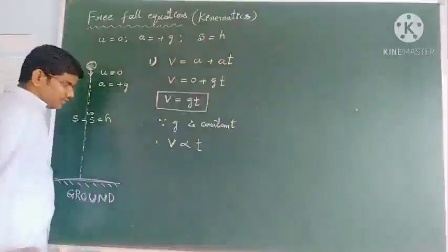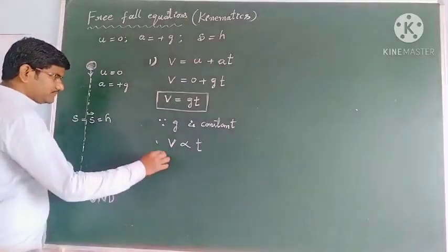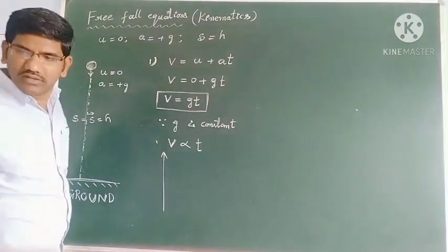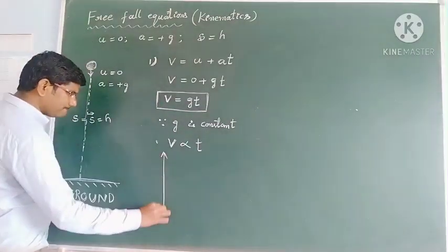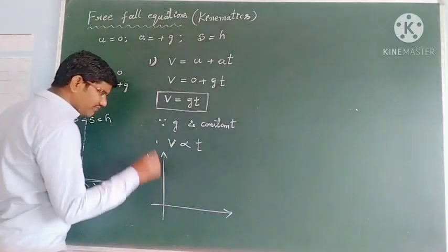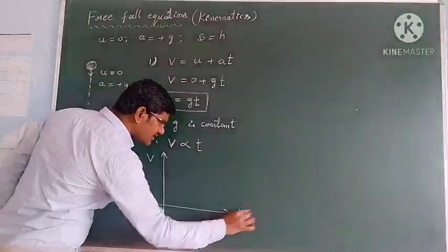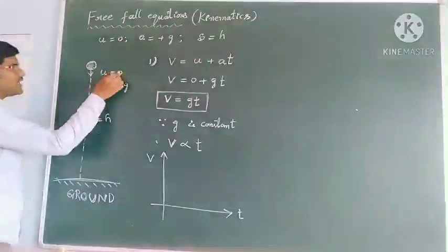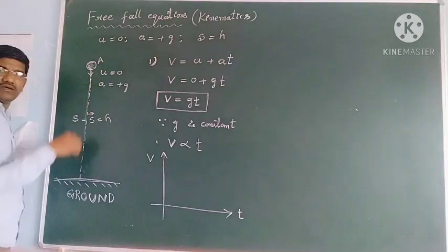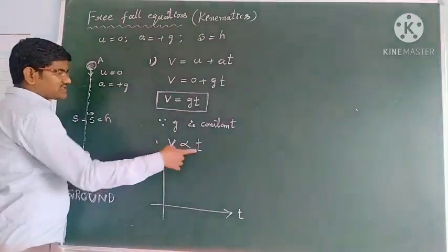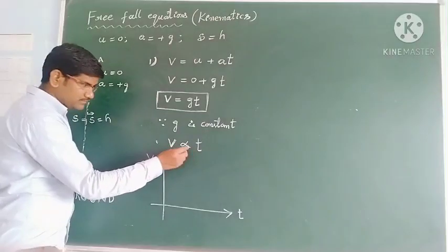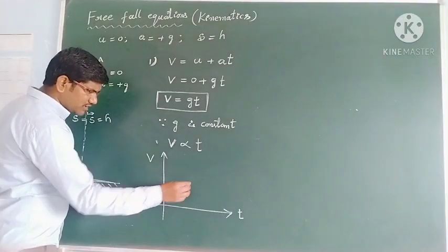and if we draw a graph, see students, I have taken velocity on the y-axis and time on the x-axis. At 0 seconds, velocity is 0. At 0 seconds the object is at A and it is falling along this path. As time increases, velocity increases, so it is a linear proportionality.